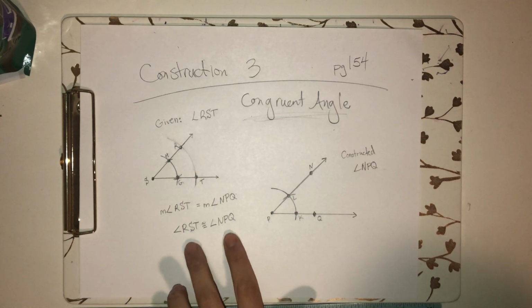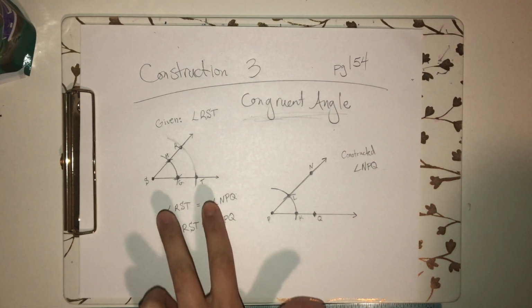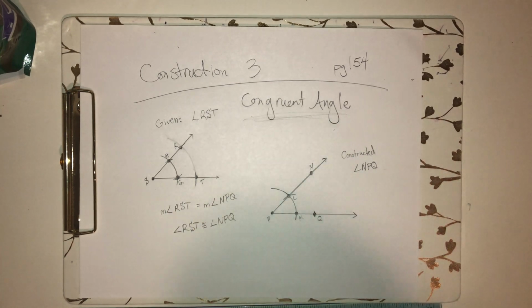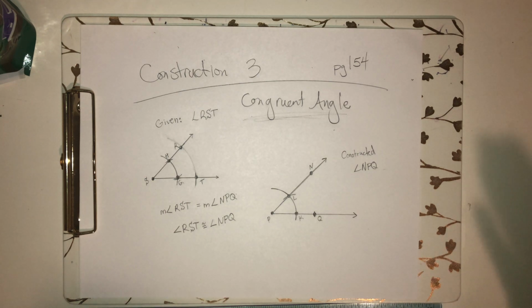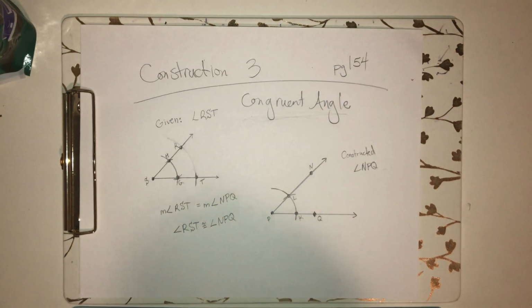Or vice versa. If you are able to conclude that the two angles are congruent to each other, then you get to claim subsequently, if you like, that their measures are equal. In that regard, equal measures and congruency have a biconditional relationship. You could start with one and conclude the other in whatever order you want. As long as you have one of them, you can always conclude the other. That's construction 3. That's how you make a congruent angle.